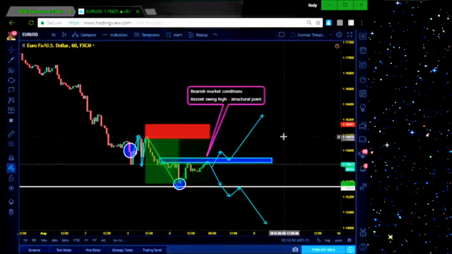So, quick question, and you don't have to be honest with me: which one of you actually took the sell trade from the structural point?